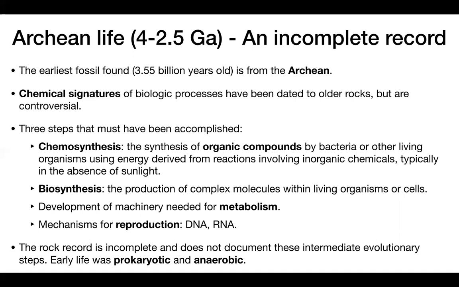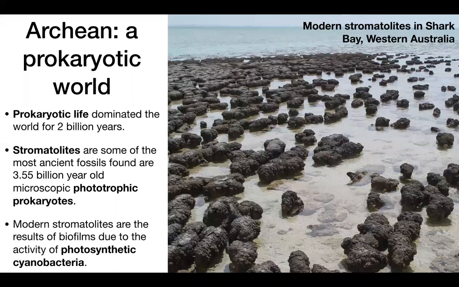However, there is evidence that the secondary atmosphere in the Hadean and Archean eons was poor in oxygen. So early life was prokaryotic and anaerobic. Anaerobic prokaryotes used fermentation for metabolism, generating CO2, water, and alcohol as byproducts. Prokaryotic life dominated the world for 2 billion years, from the Archean to the Proterozoic.